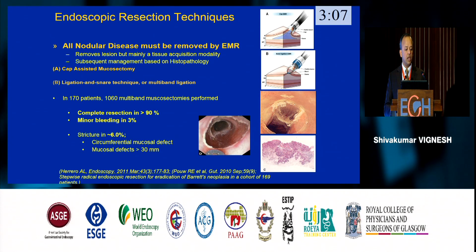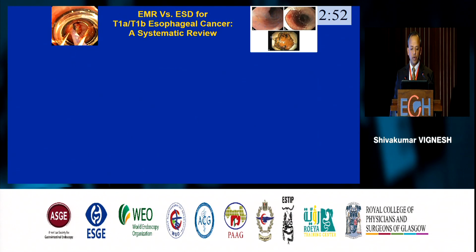other term for it. Complete resection was achieved over 90%, minor bleeding in 3%, stricture in 6%, and risk factors for stricture are a circumferential defect, which we try to avoid, and a mucosal defect greater than 3 centimeters, which we also try to avoid.